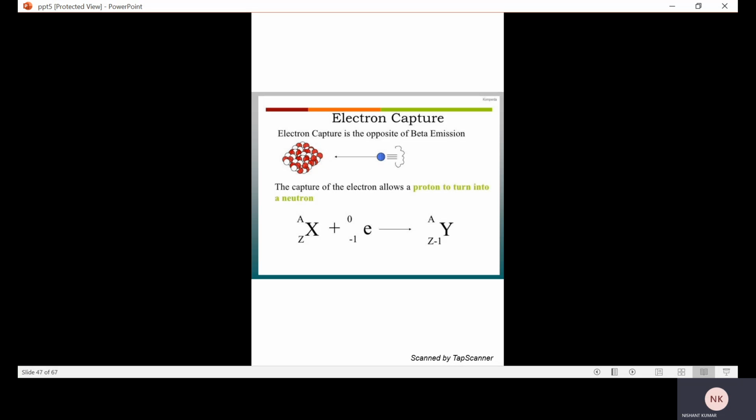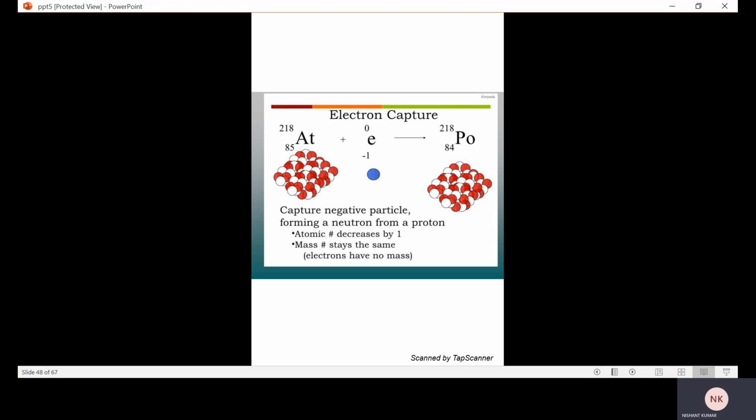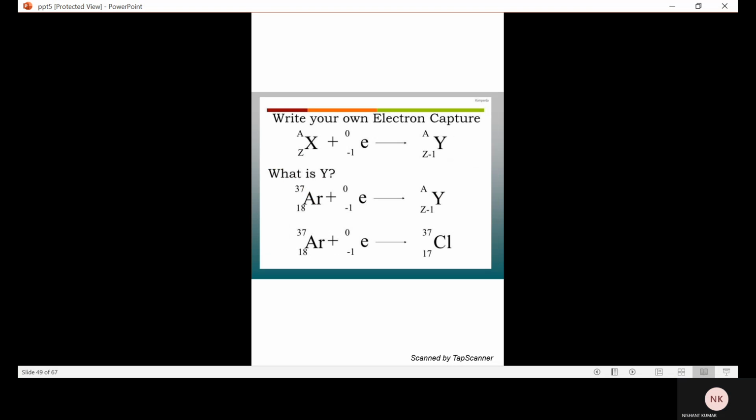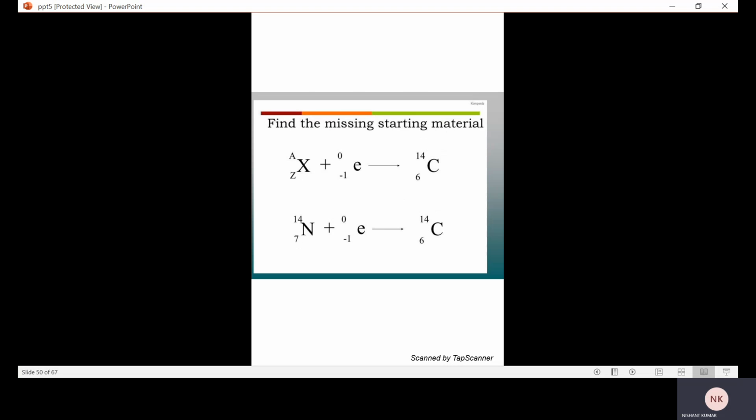What is electron capture? Electron capture is opposite to beta emission. The capture of an electron allows a proton to turn into a neutron. This is a simple problem related to electron capture. You can go through it.